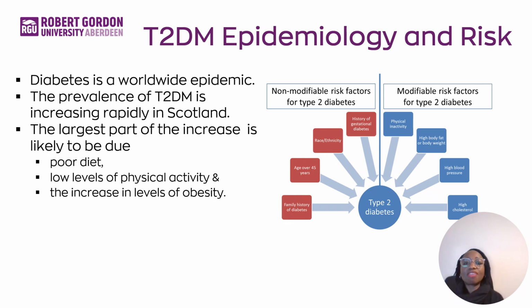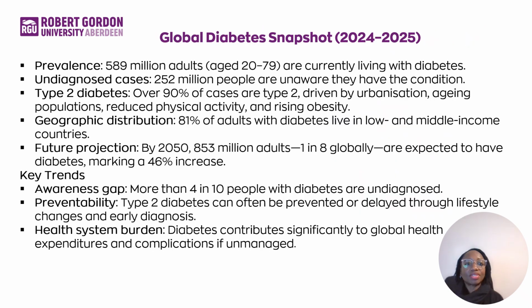Now, on the other side, we do have modifiable risk factors for type 2 diabetes, and these include physical inactivity. So in theory, if you increase your activity, you could potentially prevent or delay the progression of type 2 diabetes. High body weight or high body fat is also a risk factor. High blood pressure is a risk factor, as well as high cholesterol. So all these are things we could modify by diet and exercise. Those could help reduce that progression and reduce our risk of developing type 2 diabetes.